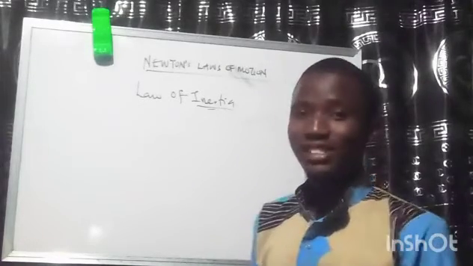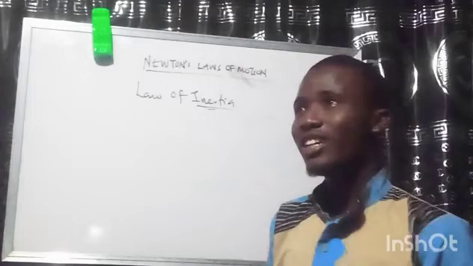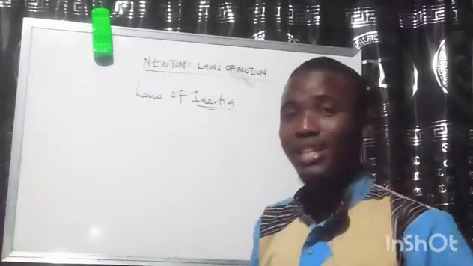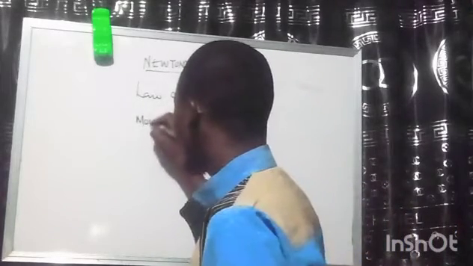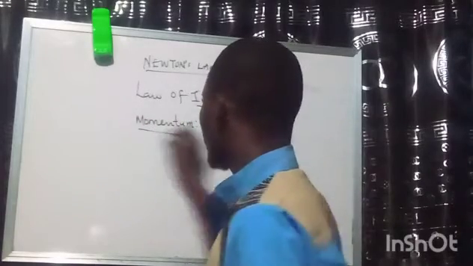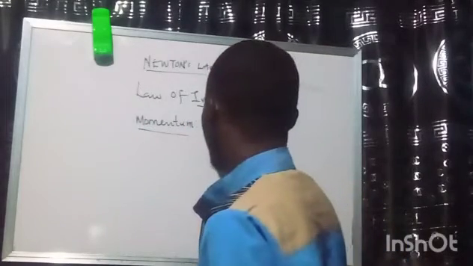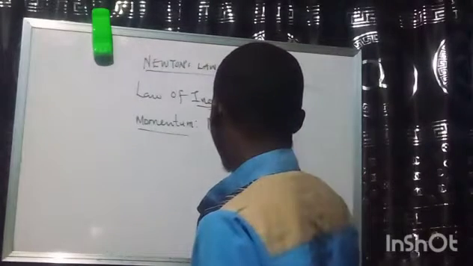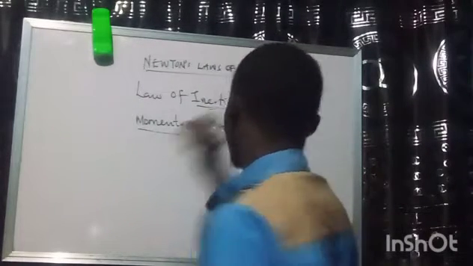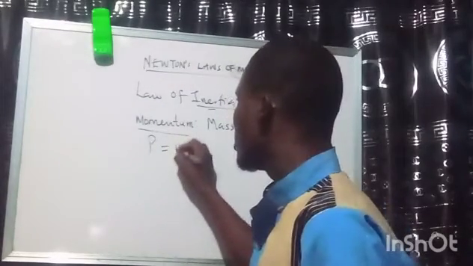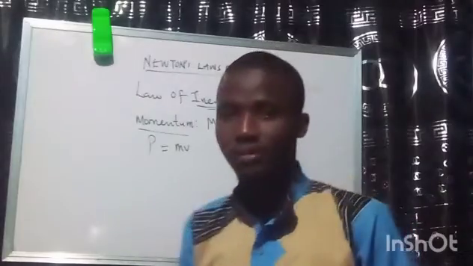Now to Newton's second law of motion. This shows the relationship between the force being applied to a body and the momentum of the body. But before we talk about Newton's second law of motion, what exactly is momentum? The momentum of a body is the product of its mass and its velocity. That is, momentum, symbol P, is equal to mass times velocity.